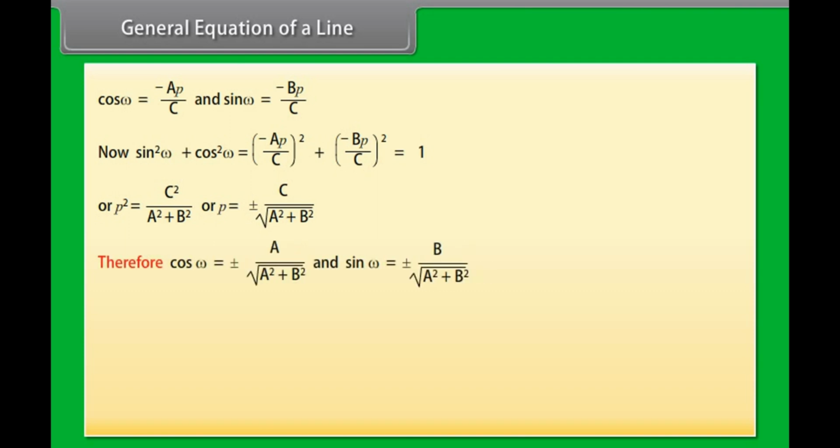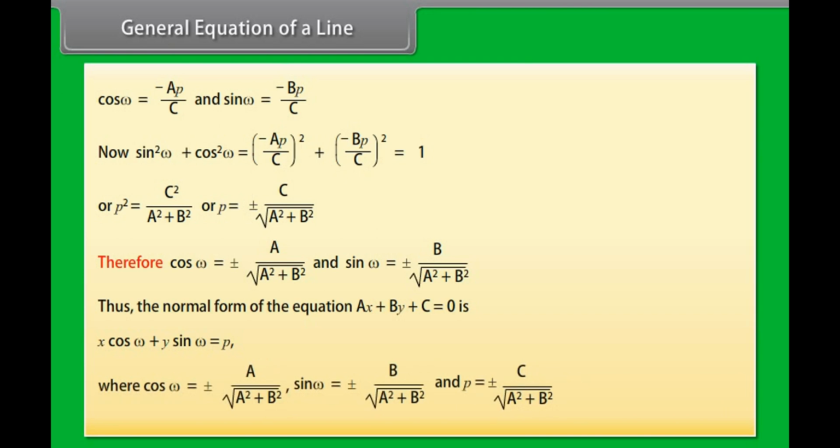Therefore, cos omega = ±a/√(a² + b²), and sin omega = ±b/√(a² + b²). Thus, the normal form of the equation ax + by + c = 0 is x cos omega + y sin omega = p, where cos omega = ±a/√(a² + b²), sin omega = ±b/√(a² + b²), and p = ±c/√(a² + b²).